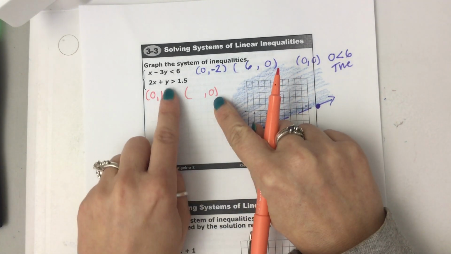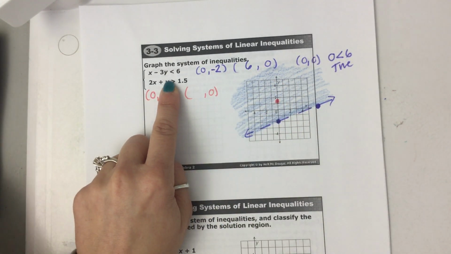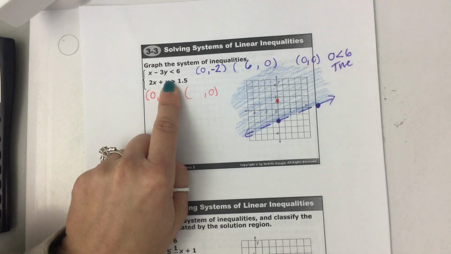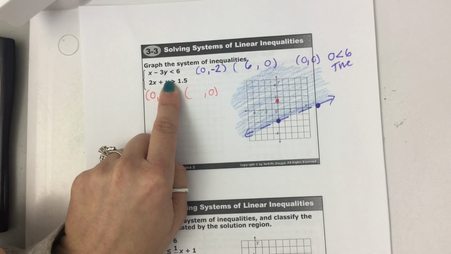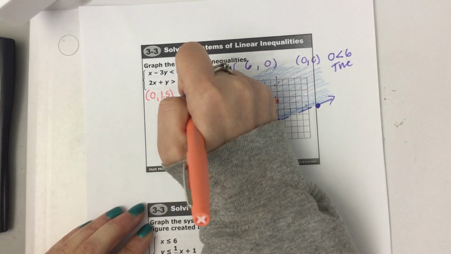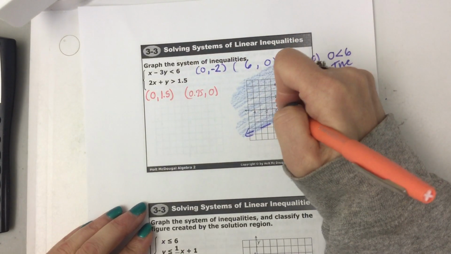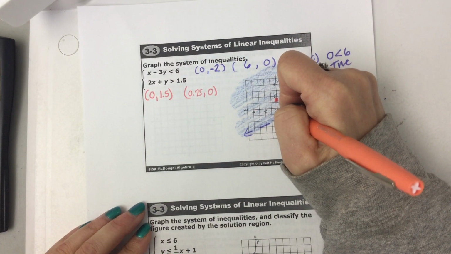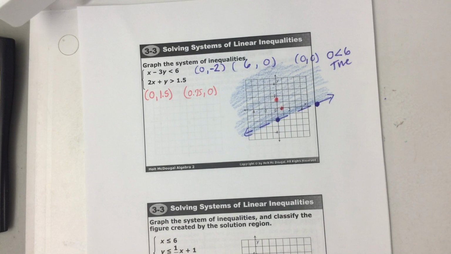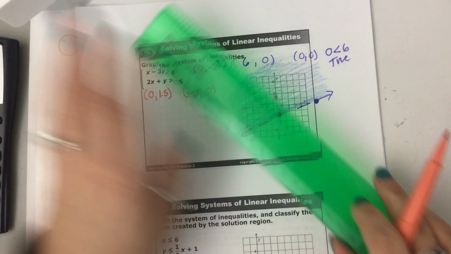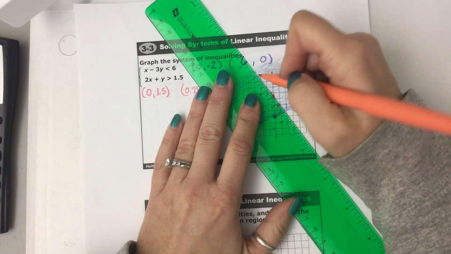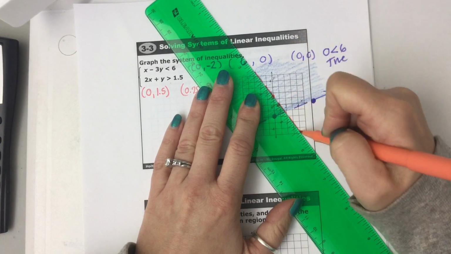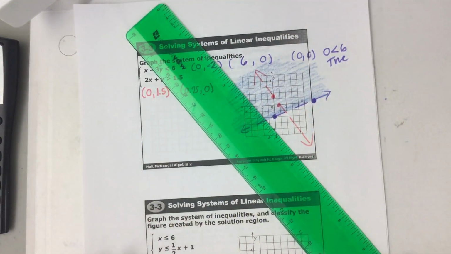If I put in a 0 for y, what I have is 2x equals 1.5. Well, if I take 1.5 and I divide it by 2, you get 0.75. So I go to the right almost a whole unit, and that's where I'm at 0. So that's where that line would be. This also is a dotted line. Remember, these are boundary lines. You have to make sure you go all the way through the graph.